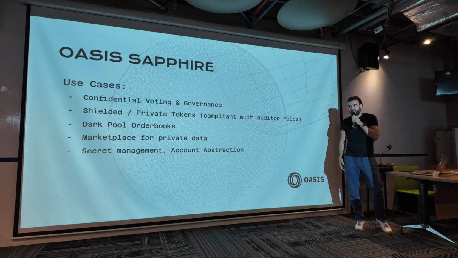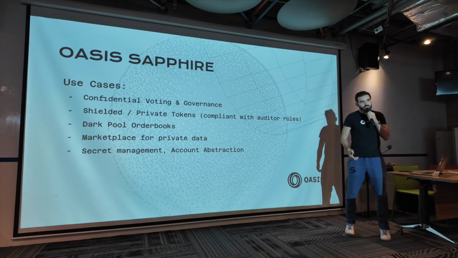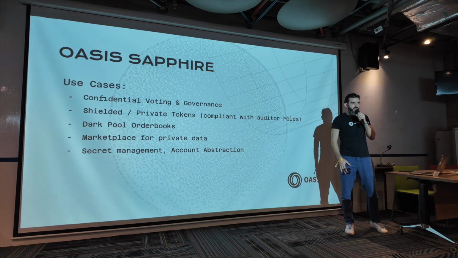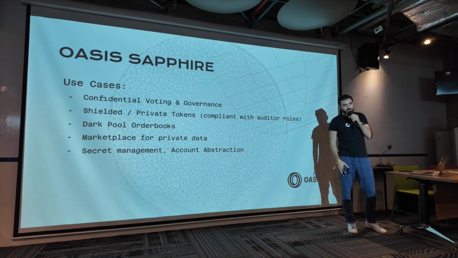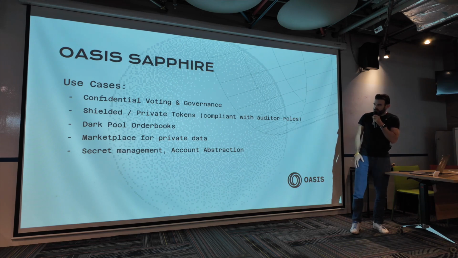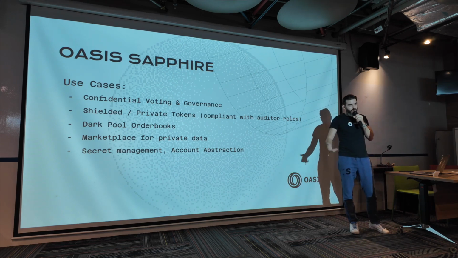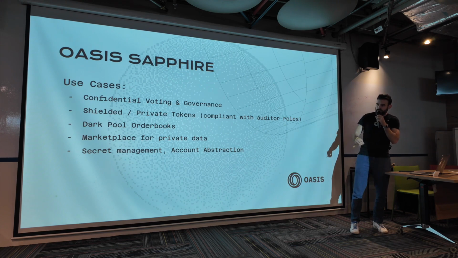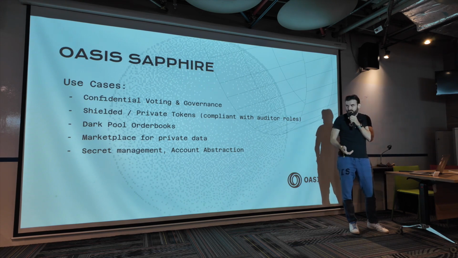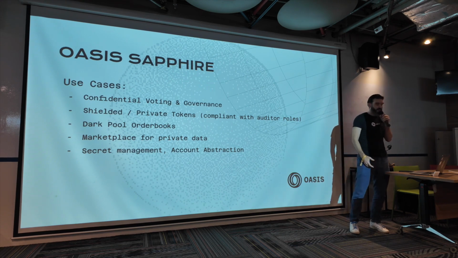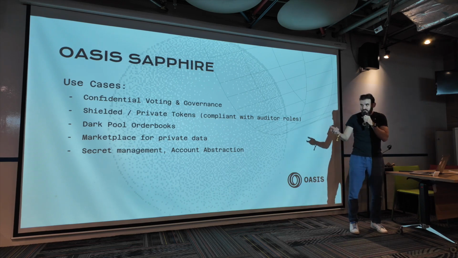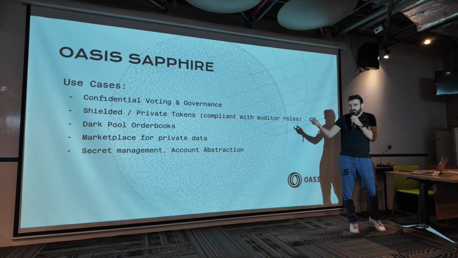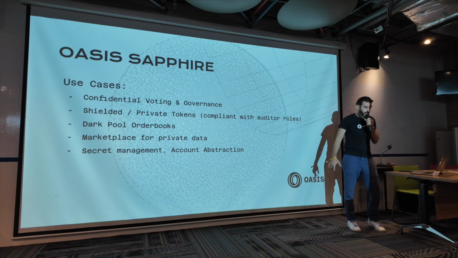What use cases can you build with that? You can build confidential voting, you can build shielded tokens, private tokens, but also confidential stablecoins, like in the research recently published by Circle. You can build this already on Oasis Sapphire. You can also build dark pools, marketplaces for private data, and you can also build non-financial applications. You can make secret management, account abstraction. Yeah, you can actually build password managers on Oasis Sapphire.